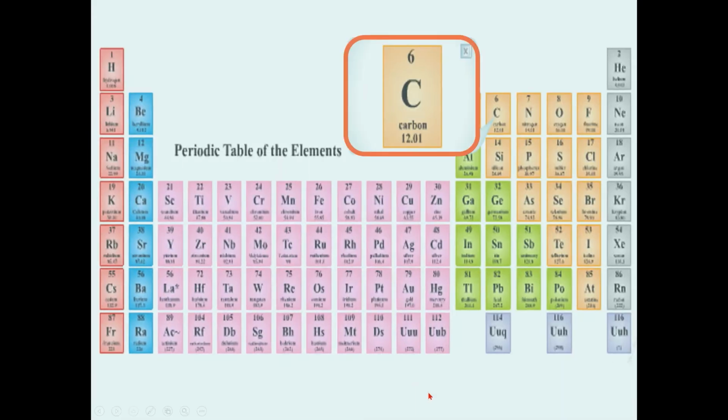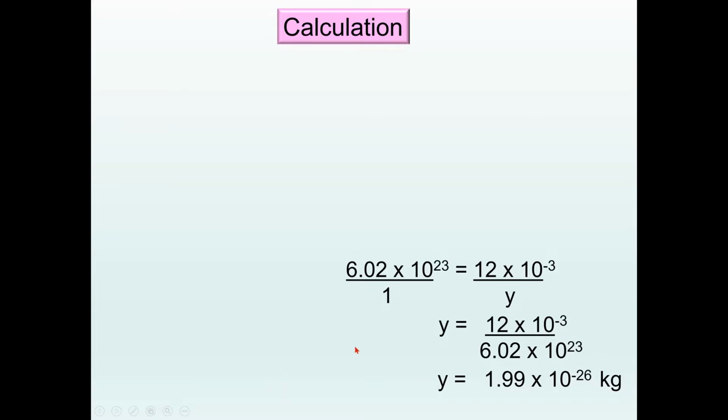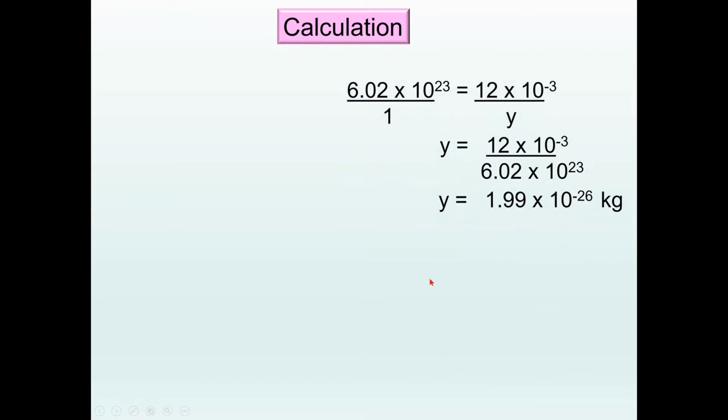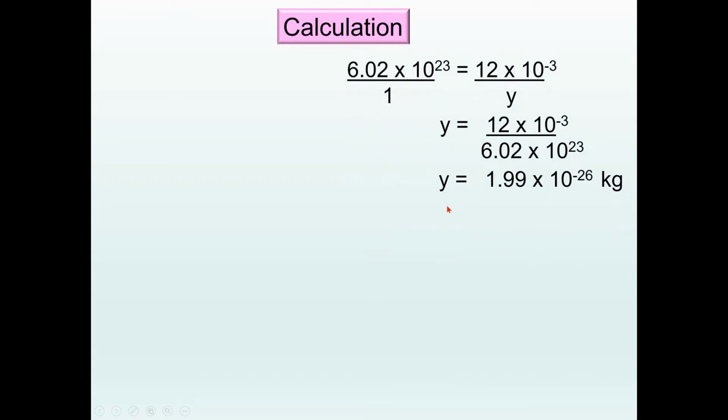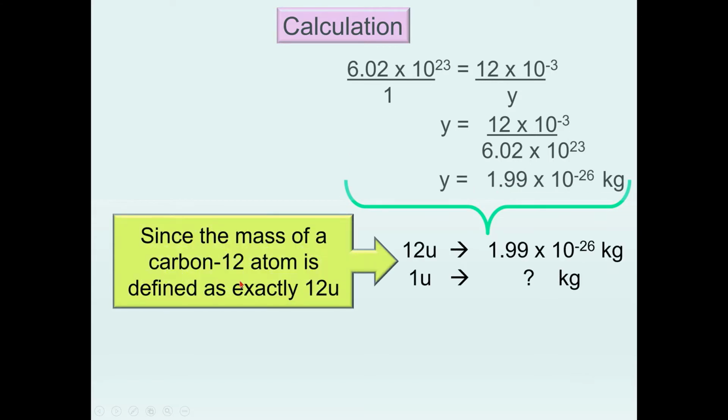How do we relate this to 1 U, the unified atomic mass? What does this Y mean? By referring to carbon-12, since the mass of a carbon-12 atom is defined as 12 U, 12 U is equivalent to 1.99 times 10 to the power of negative 26 kilogram. Therefore, 1 U equals how many kilogram?